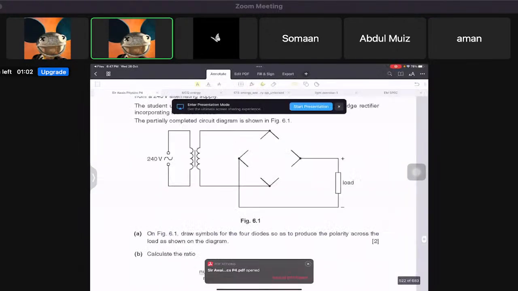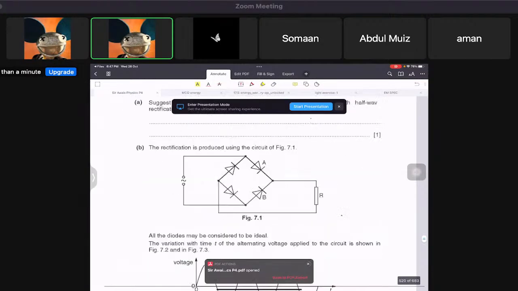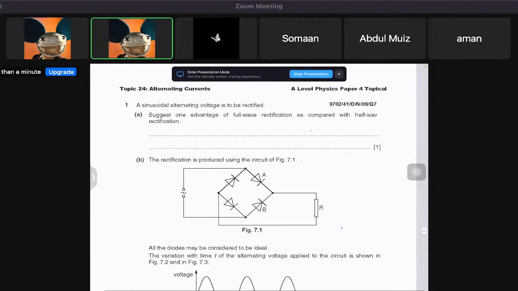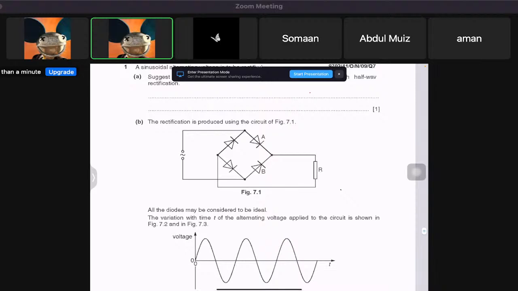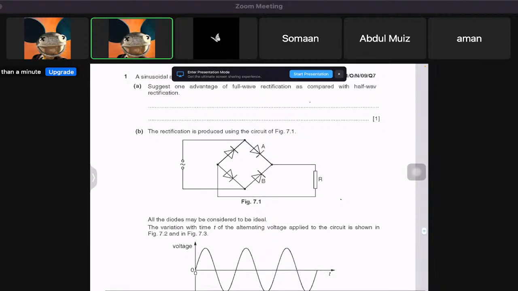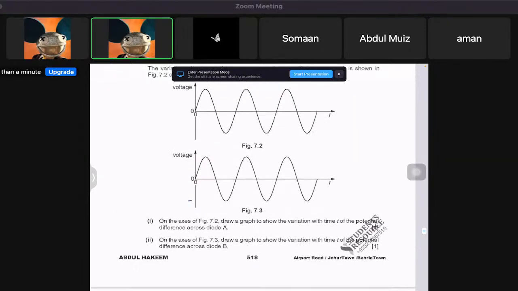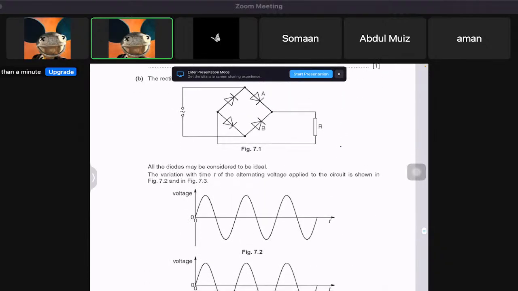So, for example, this question. They have given you a bridge rectifier right here, and they say, suggest one advantage of full wave rectification over half wave. So one of the advantages is that it returns 50% more energy saved. The other question is that they say there is a voltage variation with time applied to the circuit shown in figures 7.2 and 7.3. On the axis, draw a graph to show the variation with time of the potential difference across diode A. So we want to find only across diode A.